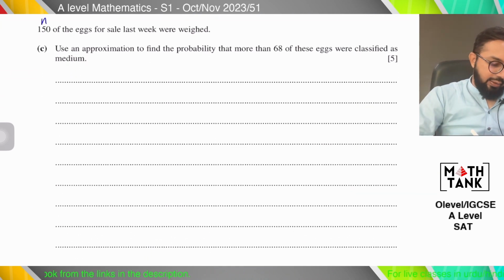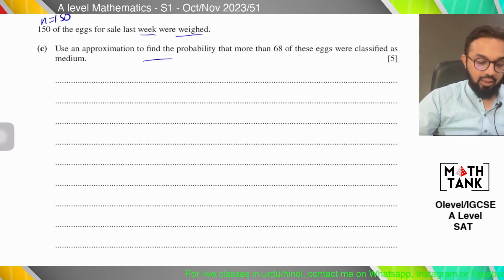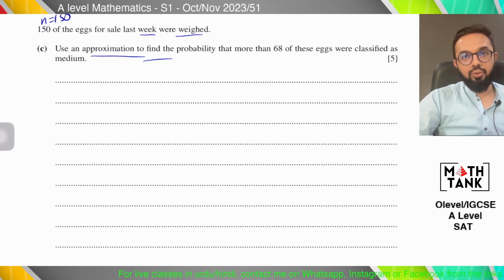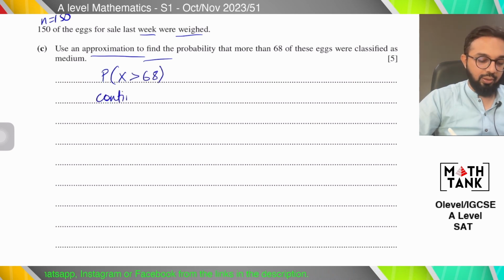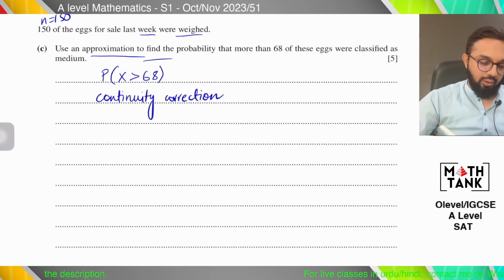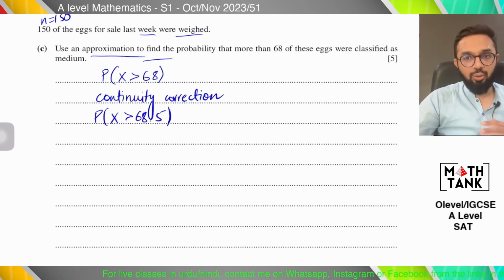Now, 150 of the eggs are sold last week, and we're asked to use an approximation to find the probability. So when it says use an approximation, this is about binomial to normal. I want to calculate the probability of more than 68 of these eggs being medium. So the first thing you need to do is the continuity correction. For the continuity correction, this is going to become 68.5, since the first number that I want is 69 and onwards.